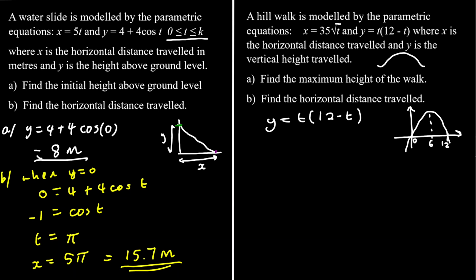We want to know the height when t is 6. So that'd be 6 times 12 minus 6, which is 6. So that's 36 meters. We could have also completed the square and we would have got a maximum height of 36 using that method as well.